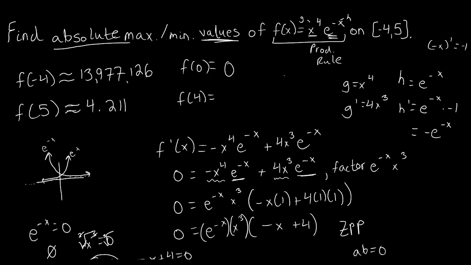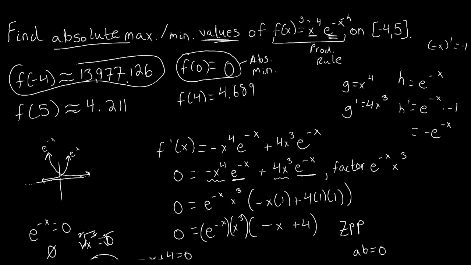What about f of 4? Well, here again, I plugged this into my calculator, and I got 4.689, okay? So what I'm seeing here is that I have the lowest value occurs at x equals 0, and it gives us an absolute min value of 0. This is our absolute min because it's the lowest value out of the critical points and the endpoints that we evaluated. And then if I look at f of negative 4, I see that in this list it is by far the largest value. So this will give us our absolute maximum. Our absolute max occurs at x equals negative 4.